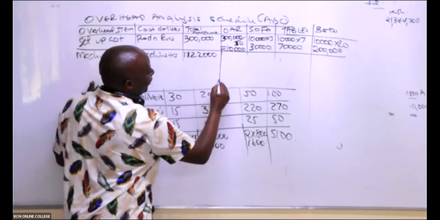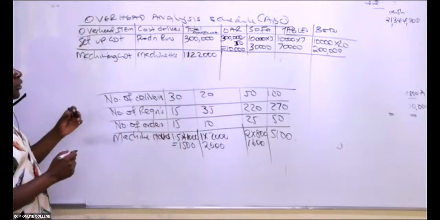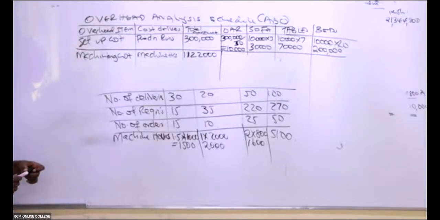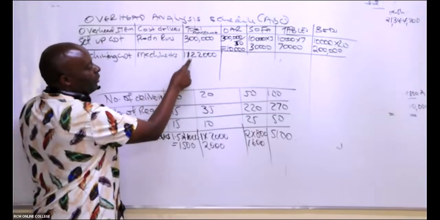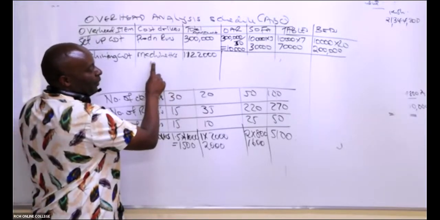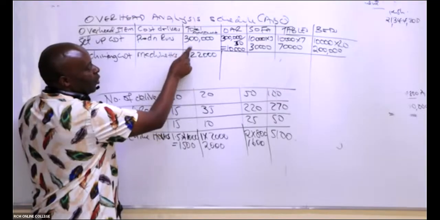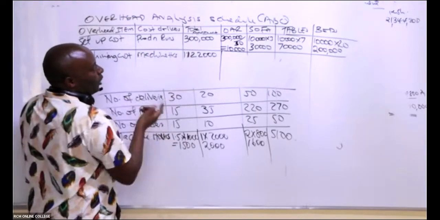2,000. Thank you so much. Are you able to get the OAR for machining costs? Yeah, you simply take the total amount divided by machine hours, just like how we took 300,000 divided by the total of my production runs.